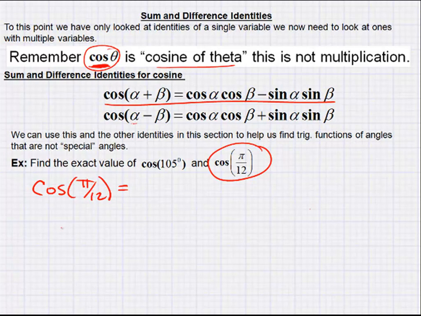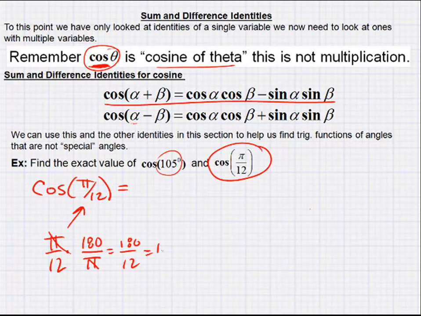But another way you could think about doing this is, let me convert pi twelfths to degrees, and then just do it the way I would do it with degrees, which is much easier. Well, how do you convert to degrees? I'll have to multiply by 180 over pi. The pi's cancel. I get 180 divided by 12, which gives me 15 degrees. So this is really the same thing as the cosine of 15 degrees.